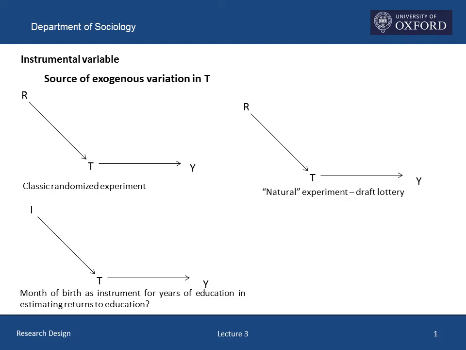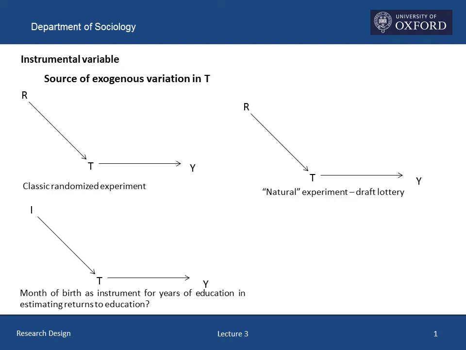Now consider the top right panel. Here we have what is sometimes called a natural experiment. In this case, the government or some other authority uses a lottery based on birth date to select men for military service. Again, we've exogenously introduced variation in who does or does not get the treatment. We can use this random allocation to, for instance, study the causal effect on earnings in later life of serving in the military.